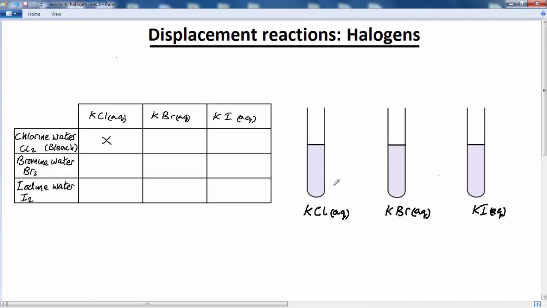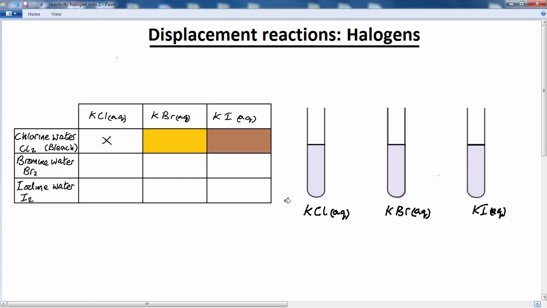But when we add the chlorine water to the potassium bromide, we'll see that a reaction does take place and the solution changes colour. So we get this orangey colour appearing as bromine is displaced from the solution. And then when we add chlorine water to the potassium iodide, a reaction takes place as iodine is displaced from the solution, so we get this darker browny colour solution.